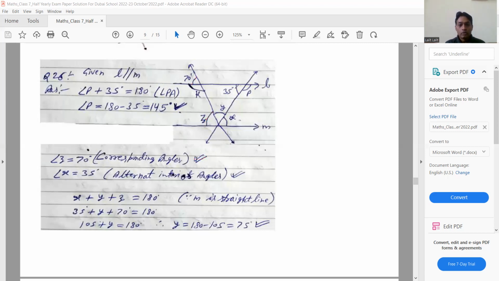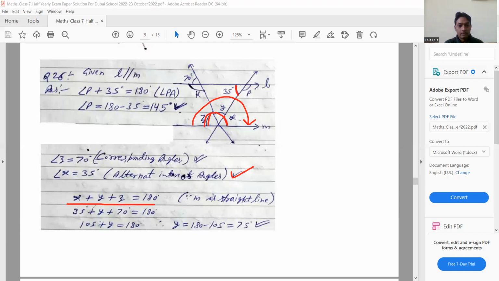If Z is 70, now angle X and angle 35 are alternate interior angles, and these are also equal. If we have two parallel lines cut by a transversal line, then alternate interior angles are always equal. So the value of X is 35. That is the third answer. Now you know the value of X, and for Y, if you see line M, which is a straight line, the sum of all three angles Z plus Y plus X is equal to 180 degrees. Correct?